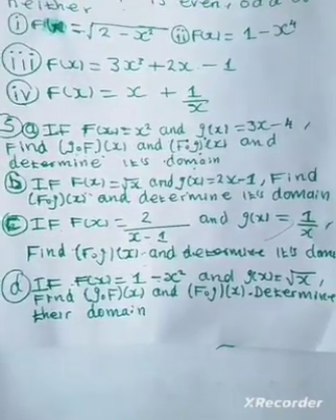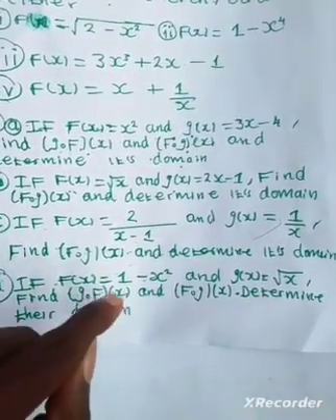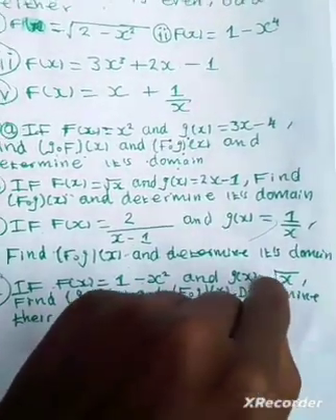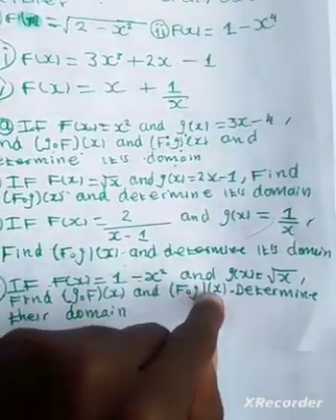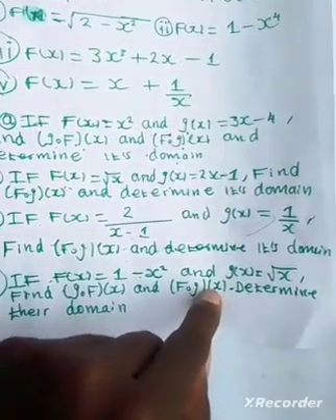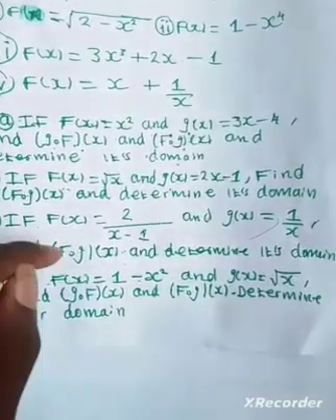So D, they are saying that if f of x is equal to this function, and g of x is equal to this function, find g of f and f of g, then determine their domains. Right?